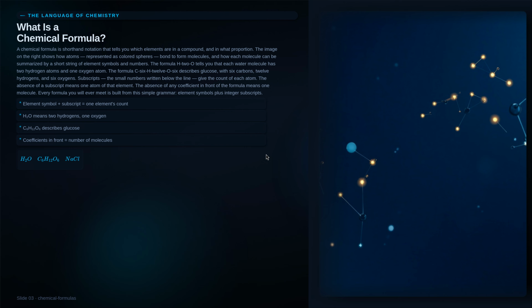The formula C6H12O6 describes glucose, with 6 carbons, 12 hydrogens, and 6 oxygens. Subscripts, the small numbers written below the line, give the count of each atom. The absence of a subscript means one atom of that element. Every formula you will ever meet is built from this simple idea: element symbols plus integer subscripts.